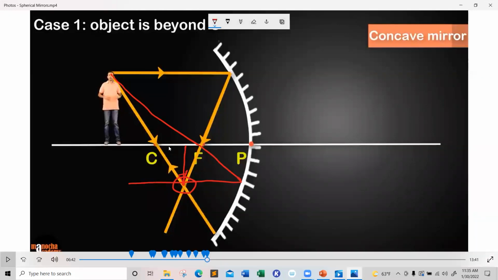Now, what does the intersection of these two reflected rays represent?